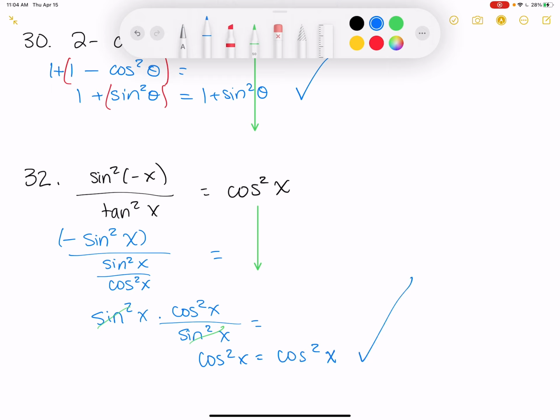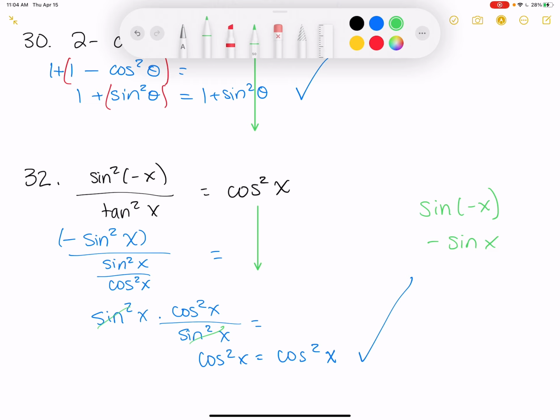So whenever it's squared, if there's a negative sign outside, it'll go away. With sine, the negative sign gets pulled out. But because the function is being squared, the negative's going to go away. But if it had just been sine of negative x, then it would have been equal to this, and the negative would have stayed.